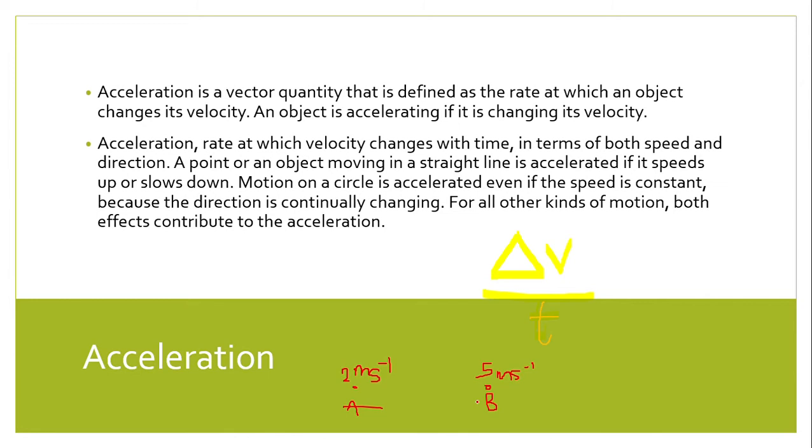There is a concept that will be introduced in the later slides that generally or conventionally, when we talk about an object speeding up, we say that it is accelerating. And when we say that it is slowing down or the speed is decreasing, then we say that the object is decelerating. Motion on a circle is accelerated even if the speed is constant, because the direction is continually changing. For all the kinds of motion, both effects contribute to the acceleration.